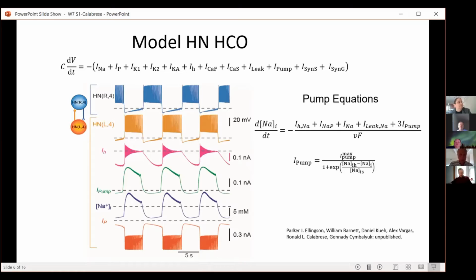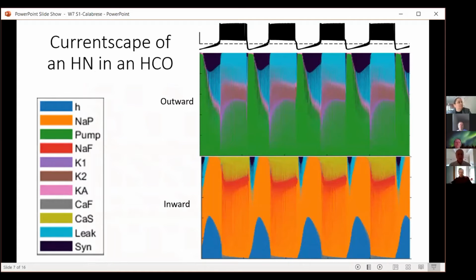So now, I borrowed this technique from the Marder lab. This is what's called a currentscape, and it shows you one member of the half center oscillator and then gives you the percentage of each current that's flowing at any given point in the cycle. And the outward currents are shown at the top and the inward currents are shown at the bottom. And here is this persistent sodium current in orange. You can see that it makes up an enormous percentage of the inward current and contributes a lot of sodium.